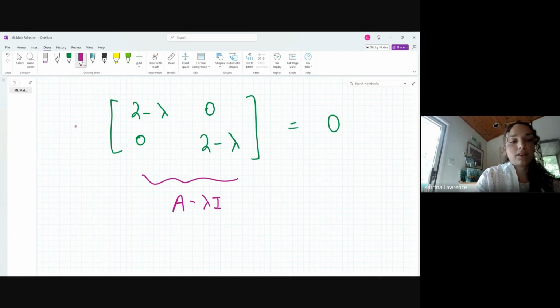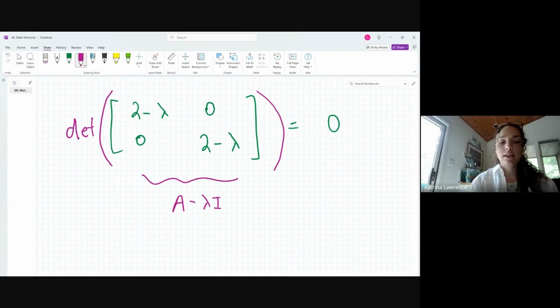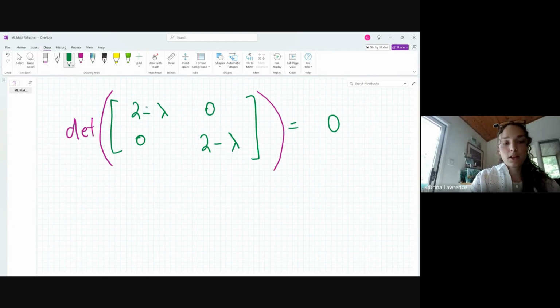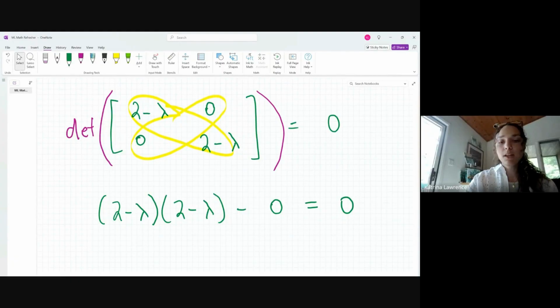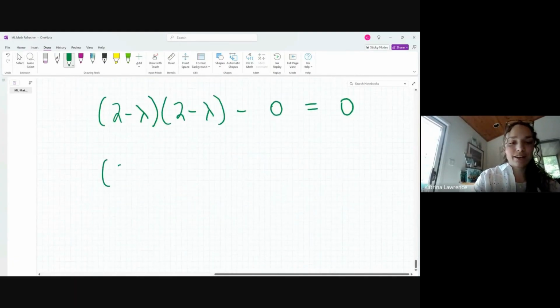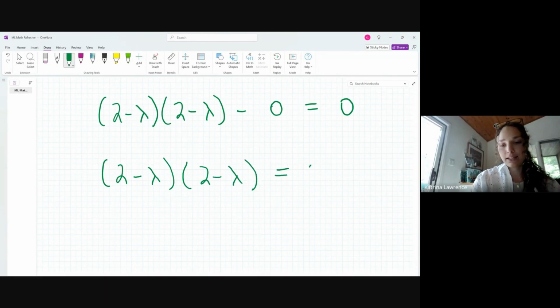Now what we have to do is take the determinant of this new matrix using our determinant formula, which we showed above. So we'd have to take our first diagonal. Here we've got 2 minus lambda times 2 minus lambda, and then we're going to subtract the product of our other diagonal, minus 0 equals 0. So we can simplify this right away. We have 2 minus lambda, 2 minus lambda, and that equals 0.